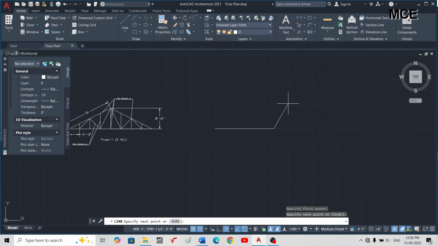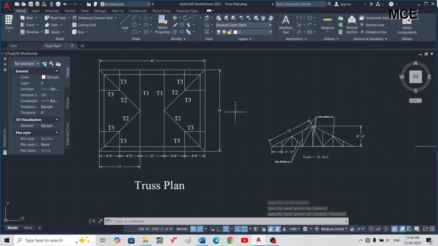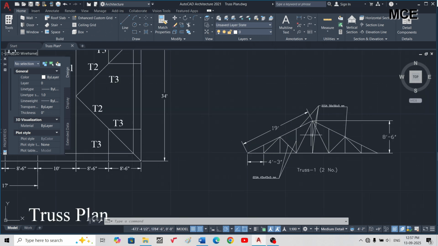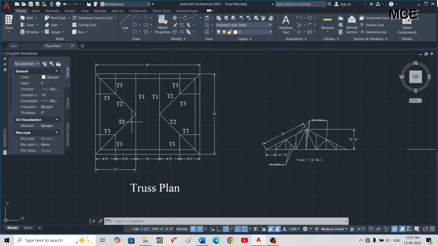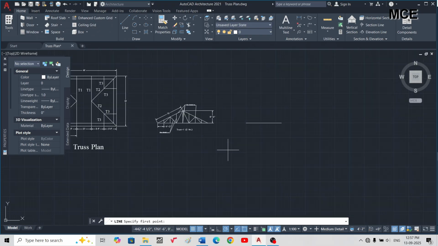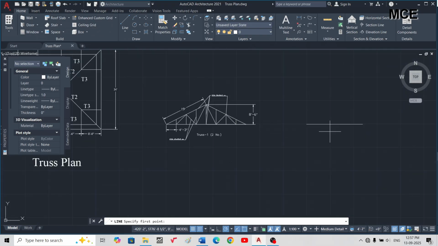Okay, the rise of this truss should be the same as T1. The length of this king post will be exactly the same as for truss 1, because we have to connect these trusses at the top. That is, truss T2 and T1 should have the same height of king post. The height of T1 is 8 feet 6 inch, so for T2 you have to take it as 8 feet 6 inch.